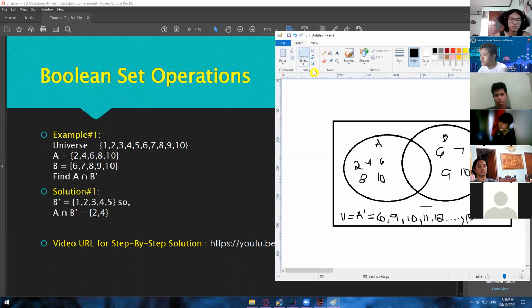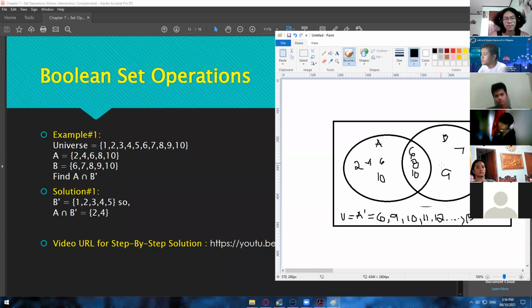Okay, then after that, you can check them side by side. What are their commonalities maybe? So they have 8, 10, and 6 in common. 6, 8, 10. Okay, and then you can now put it right here.